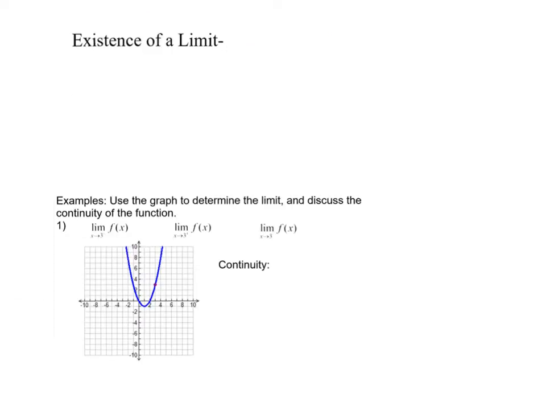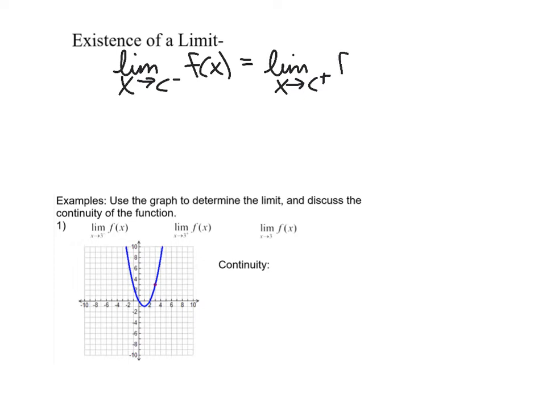So once again, to review, the existence of a limit is if I've got the limit as x approaches c from the left side of a function equaling the limit as x approaches c from the right side of the function, then what that tells me is that the limit as x approaches c of f of x exists.